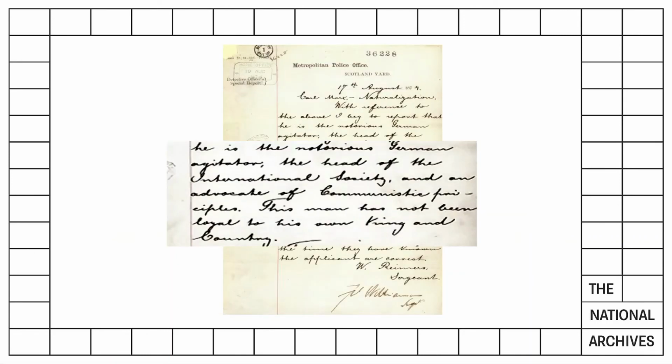Unfortunately for another Marx, the philosopher Karl Marx, the police report condemned his application in 1874 and he never became British. The report from the Metropolitan Police reads, "He is the notorious German agitator, the head of the International Society and an advocate of communistic principles. This man has not been loyal to his own king and country."